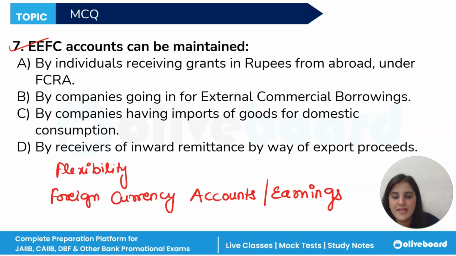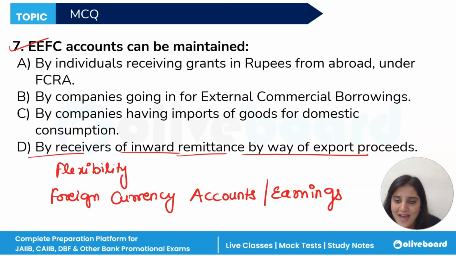So we can say that here the correct answer is by receivers of inward remittance by way of export proceeds. Why is this correct? Because EEFC accounts are specifically designed for individuals and companies that receive foreign currency earnings such as export proceeds. These accounts allow the holder to maintain foreign currency deposits and use them for various purposes without converting them into local currency. So EEFC accounts can be maintained by receivers of inward remittance by way of export proceeds.